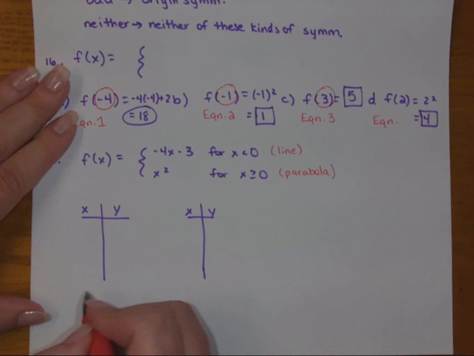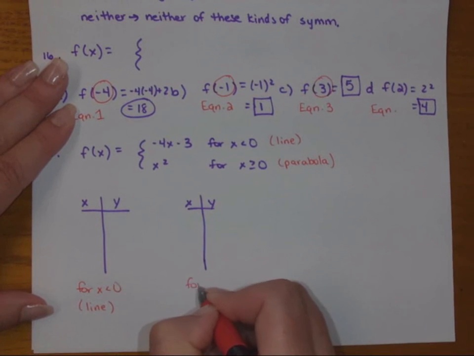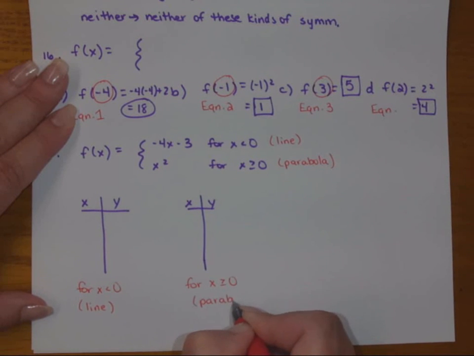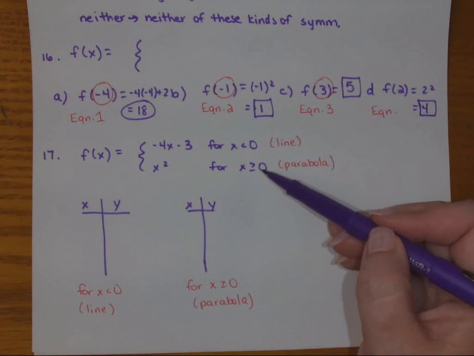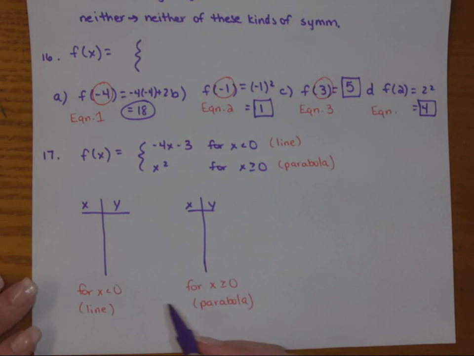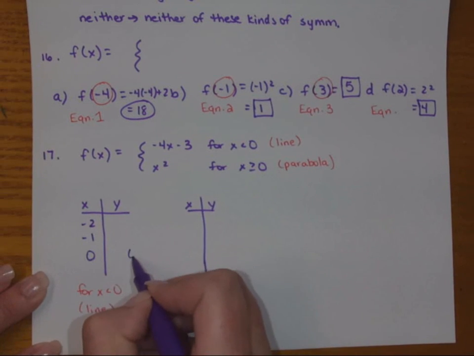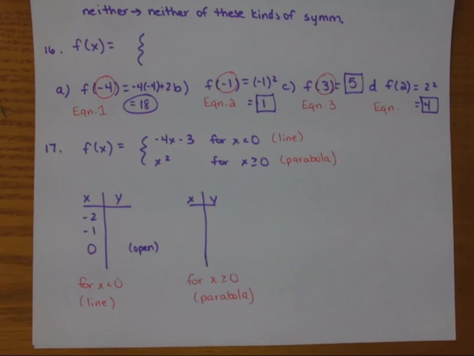Okay, so this is for x's less than 0. This is going to be the line. And this is for x's greater than or equal to 0, and this is going to be the parabola. Okay, but remember, wherever you have a changing value, like it changes from one equation to the other, you actually need to include that in both places. So for this one, I would probably include -2, -1, and 0, but I'd make the note that, hey, this is going to be open since 0 is not actually included, but I need to get all the way up to that point. Okay, so we plug them in.